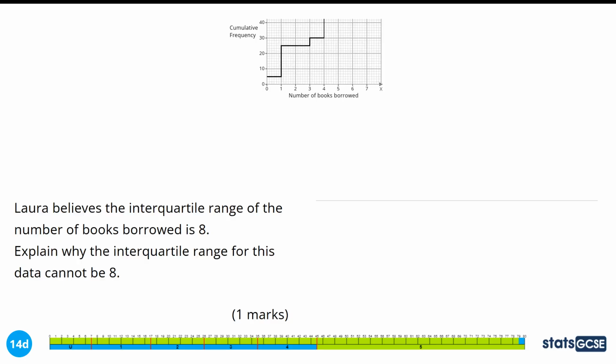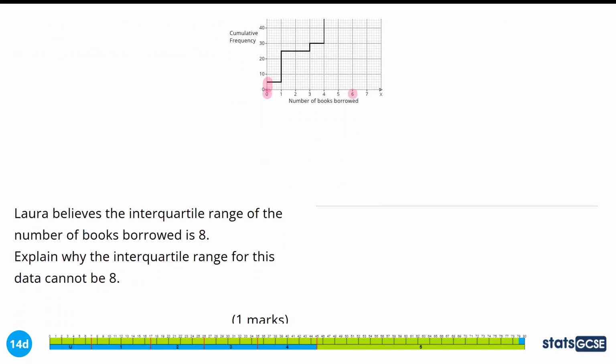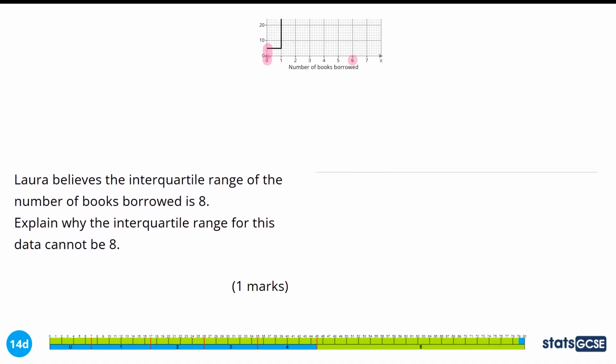Laura believes that the interquartile range of the number of books borrowed is 8. Explain why the interquartile range for this data cannot be 8. Looking at our cumulative frequency step polygon, the first time this graph goes up is at 0 and the last time it goes up is at 6. So the range will be 6 take away 0, which is 6. The interquartile range must be less than the range. So our answer is that the range is 6, so the interquartile range must be less than 6.